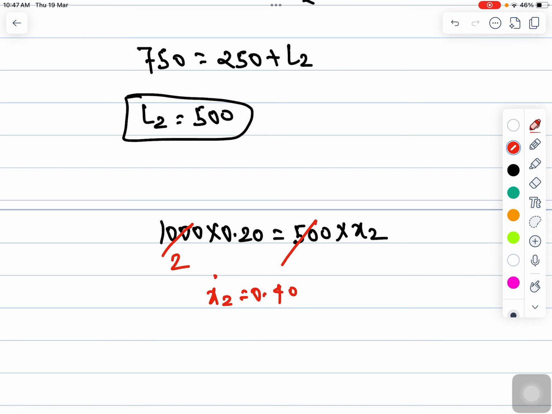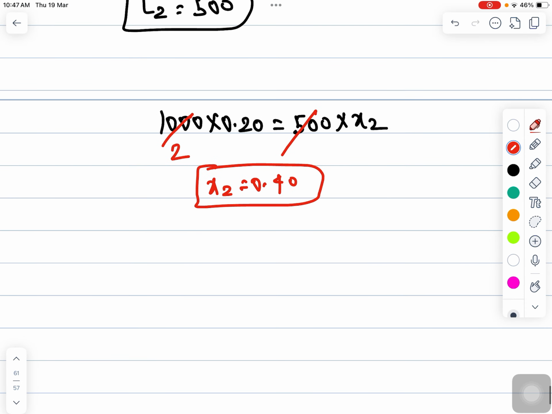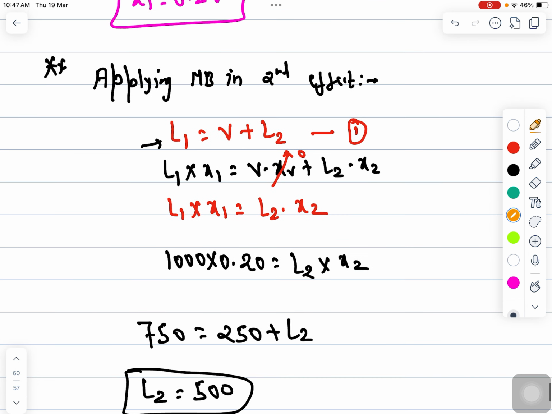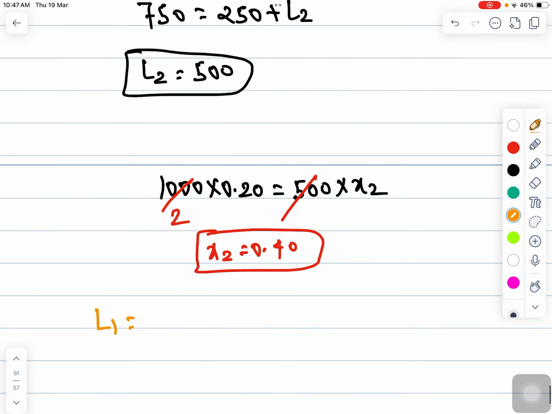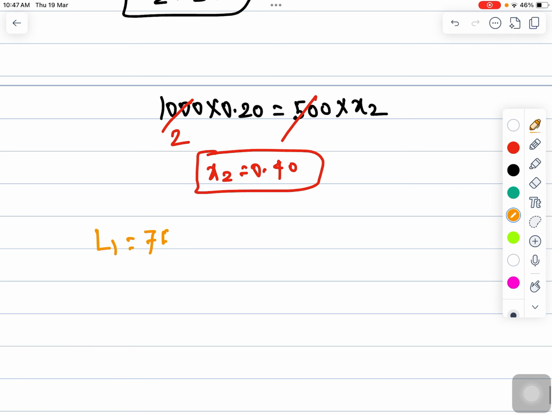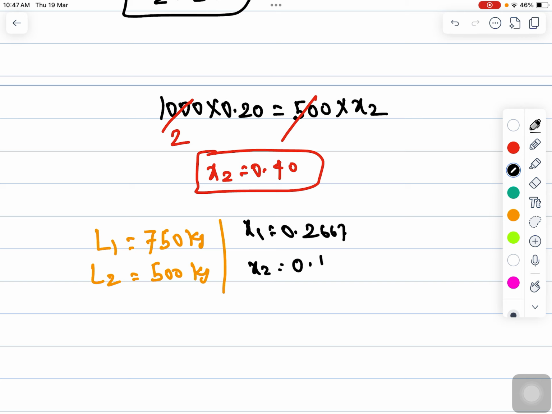So if you cancel it out, finally you will be left with X2 equal to 0.40. Now in the problem, what are you supposed to calculate? The value of L1 that you got is 750 kg. Unit is also very important. The value of L2 that you have calculated is 500 kg. Then the value of X1 that you calculated is 0.2667, and X2 is 0.40. So all of these things are clear to all of you.